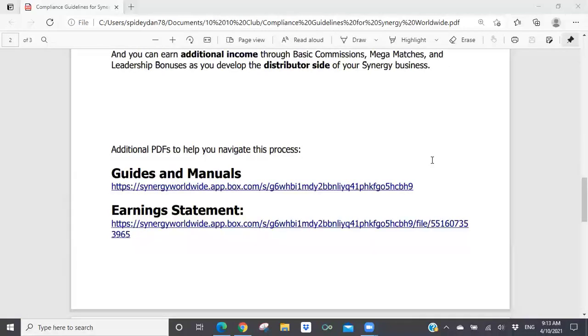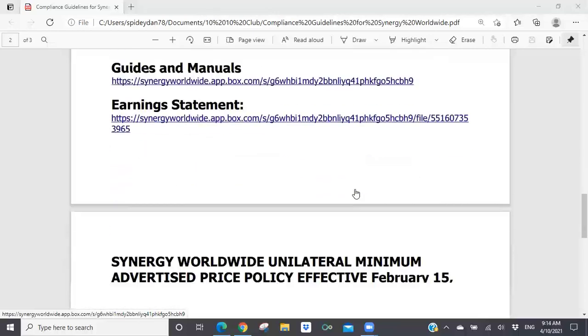So basically, the PDFs that will help you in being compliant are found in guides and manuals. This is the direct link to it. Again, I'm making this PDF available to you in Tuesday's newsletter. I'll most likely go into our Synergy family and add this section there so you can also find it there. But in the guides and manuals, they have a PDF for earning statements.